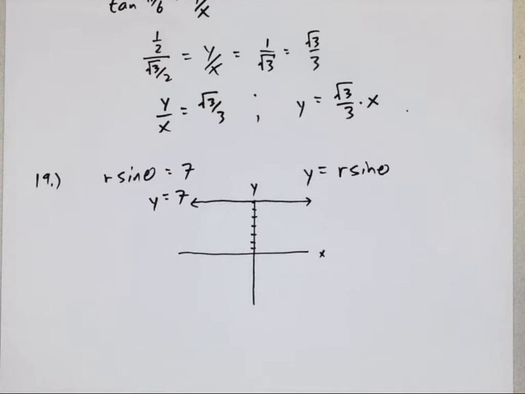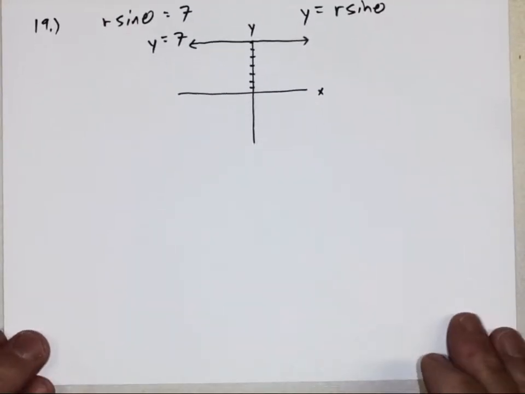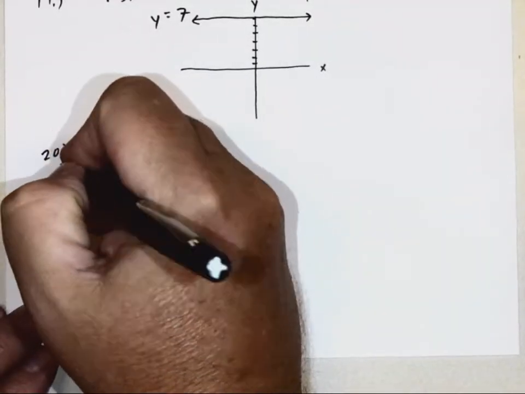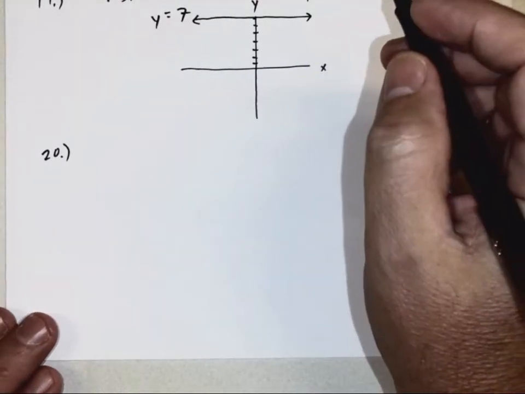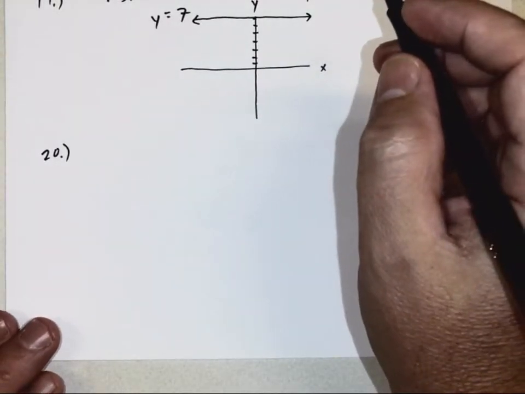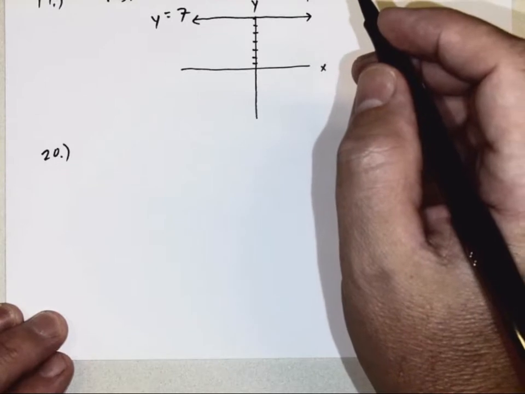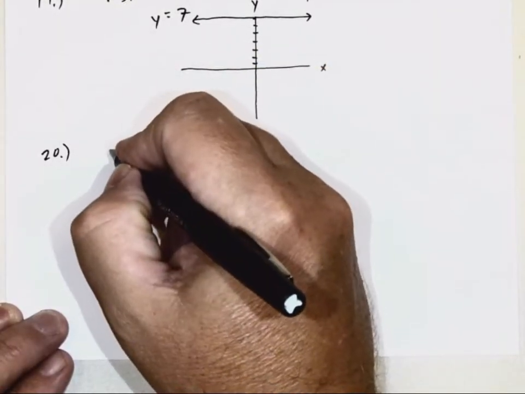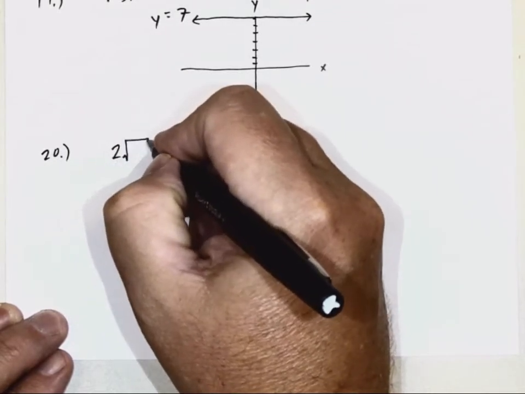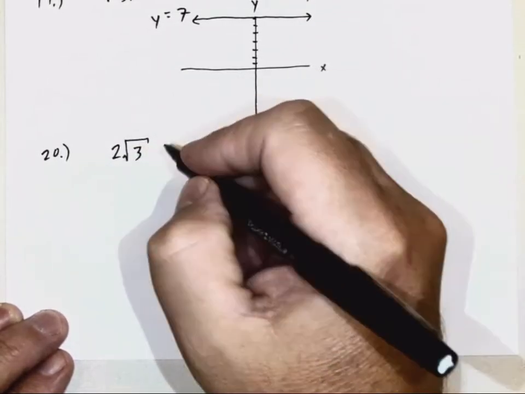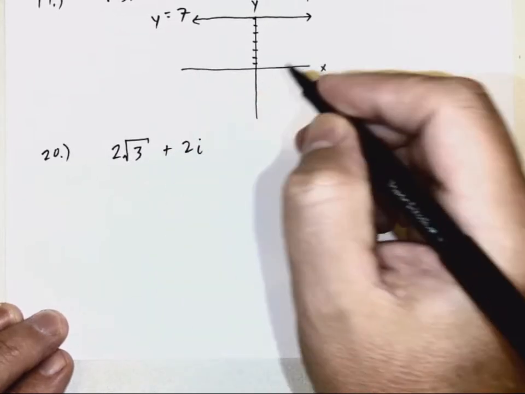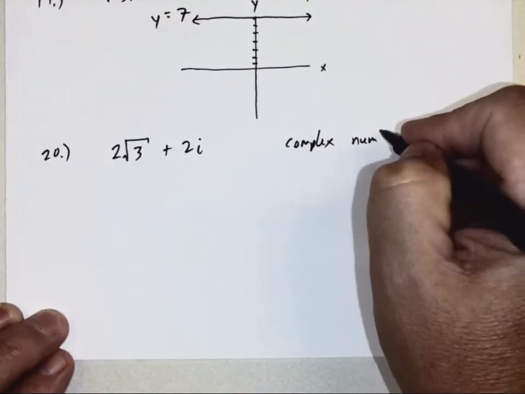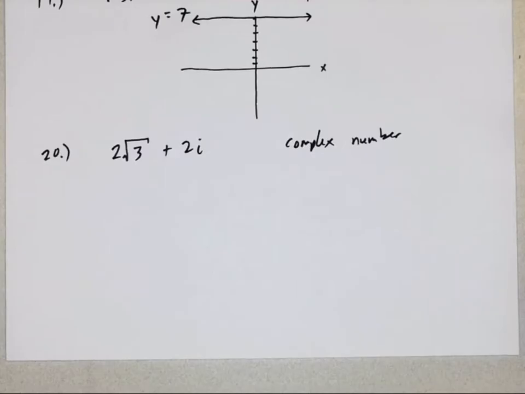All right, now number 20. Next sort of topic. It says plot the complex number in the complex plane and write it in polar form. So here they give me a number, sort of a funky number, 2 square root of 3. All right, so now we're given a complex number.